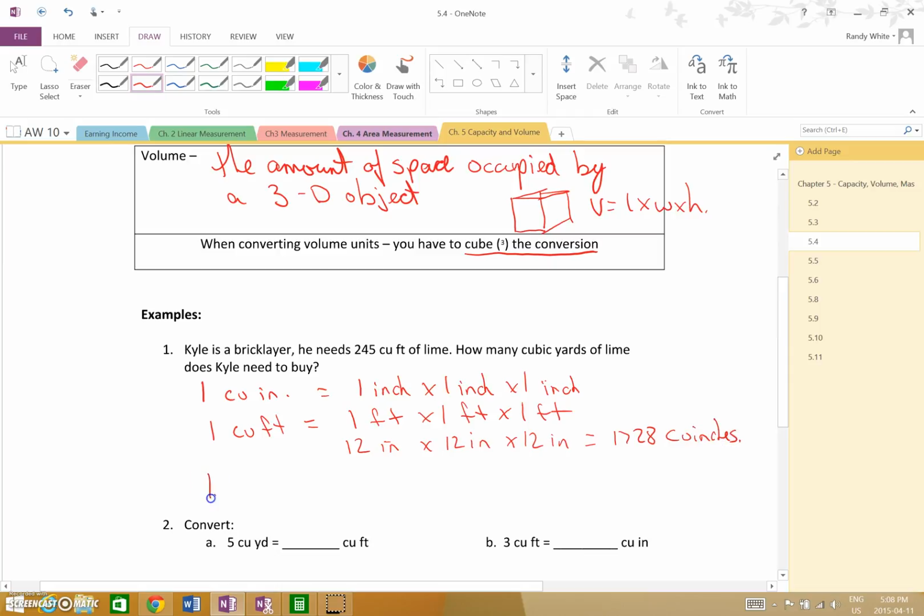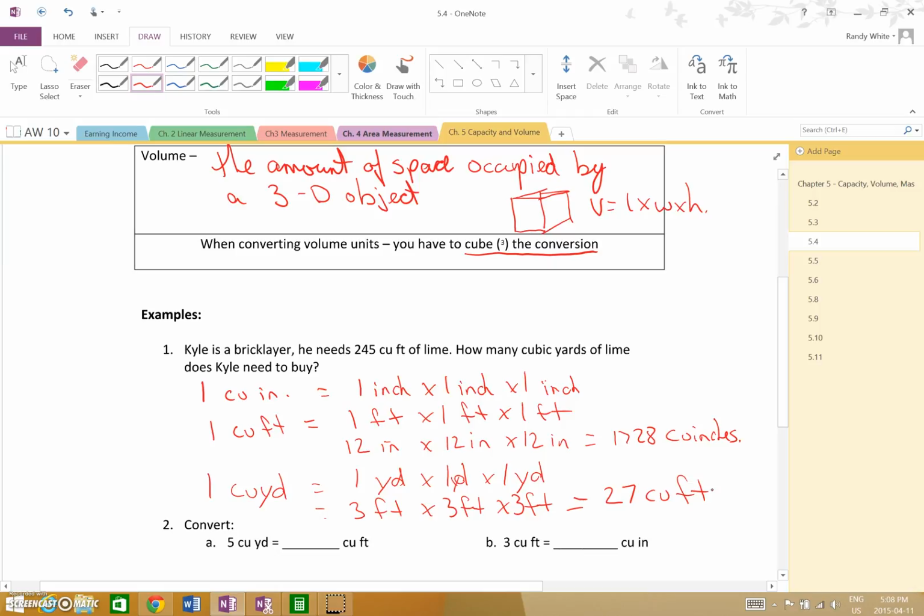Okay, and then 1 cubic yard is 1 yard by 1 yard by 1 yard, which is 3 feet by 3 feet by 3 feet, which is 27 cubic feet.